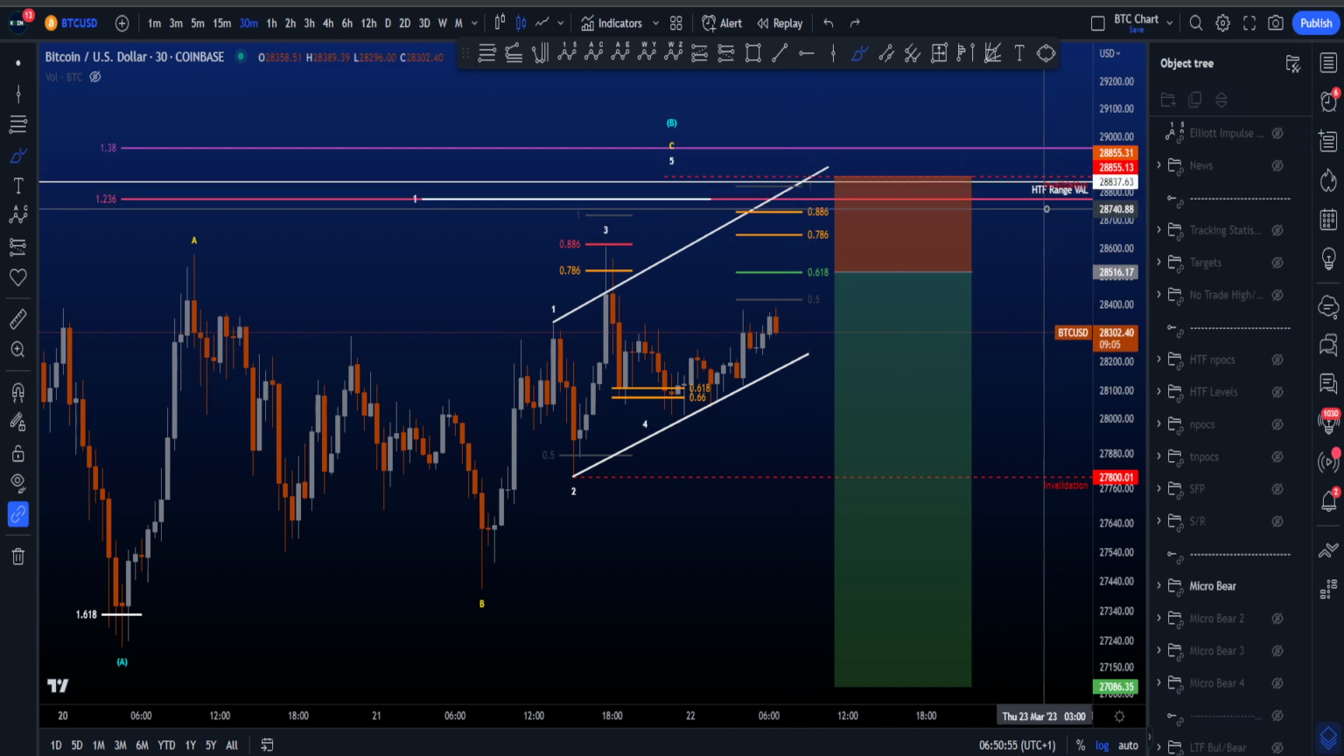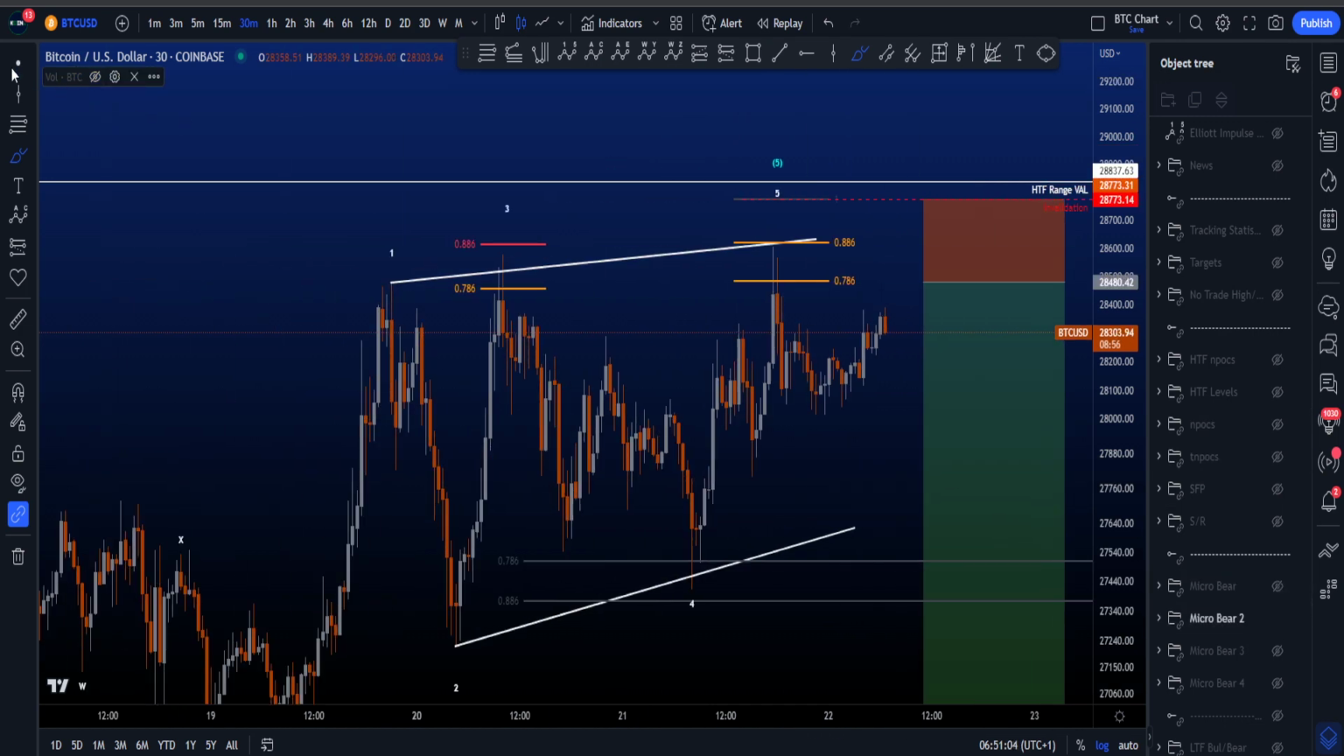But just above that level, we also have the high time frame range value area low and some other confluences, and I would like price to hit it. So it's a little bit of bias, but another reason I don't necessarily like this scenario at the moment.